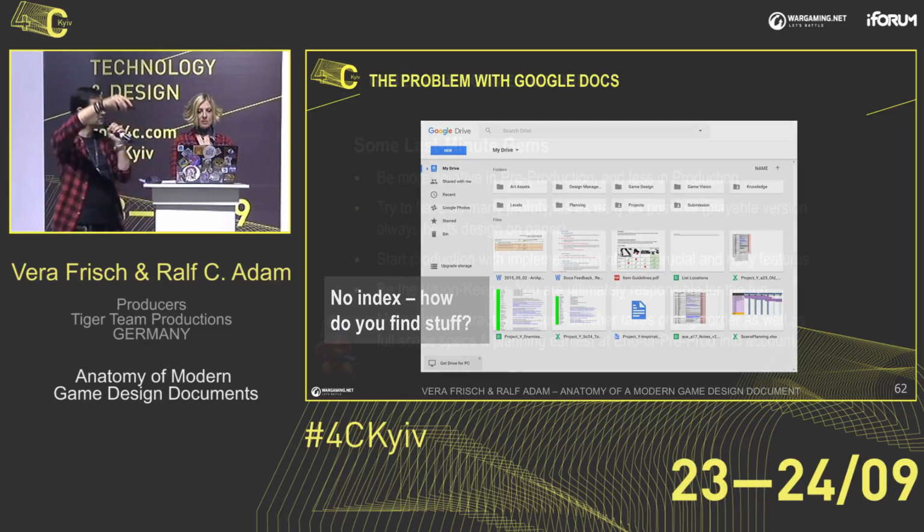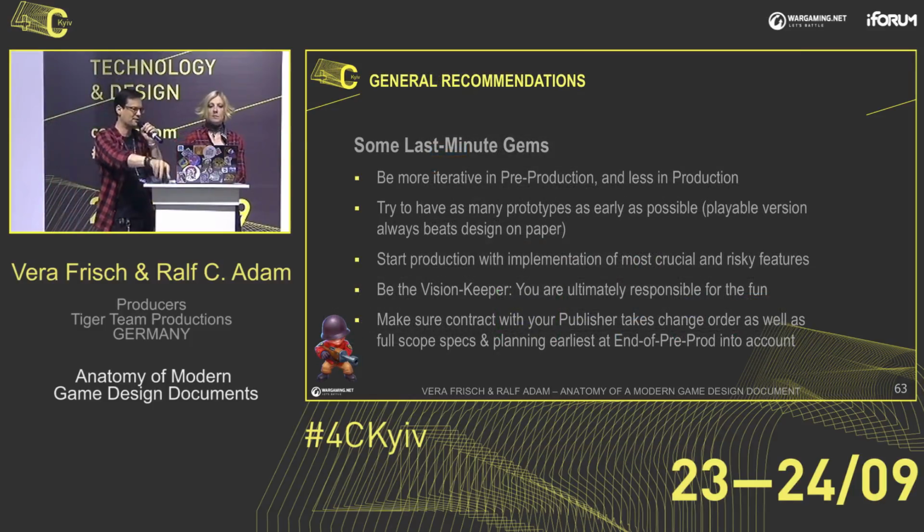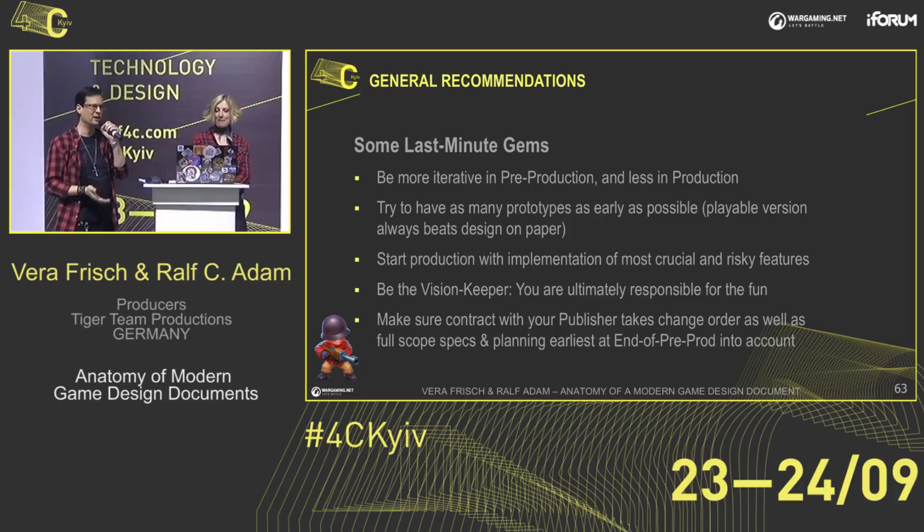So maybe to summarize and have some last minute gems, last slide. We've talked about agile and being iterative and having a lot of prototypes. A general tip is try to be as iterative as possible in pre-production, but once you move into production, get away from being too iterative. If you're already in production and still don't know how features work and say, yeah, we're going to figure that out later down the road, that might be too late or might let your schedule explode.